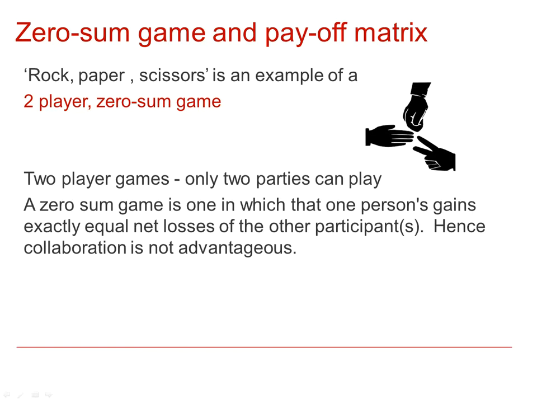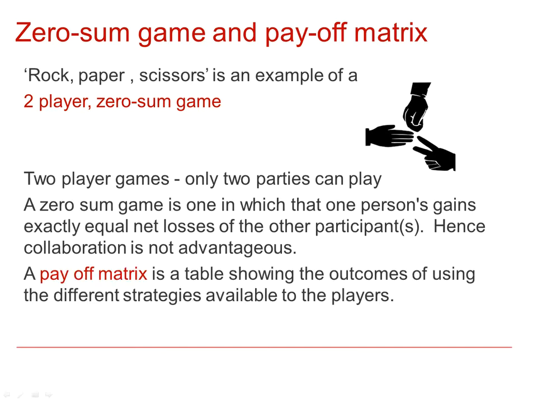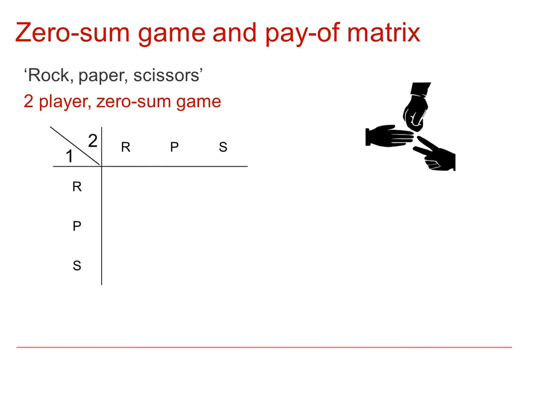The gains and losses are shown in what we call a payoff matrix, showing the outcomes of using the different strategies available to the players. A payoff matrix is usually given in terms of one of the players. Here we've got two players, player 1 and player 2, so invariably the payoff matrix will be given in terms of player 1. If we take +1 as being a win, -1 as losing, and 0 being a draw, then the payoff matrix for this would read as follows.